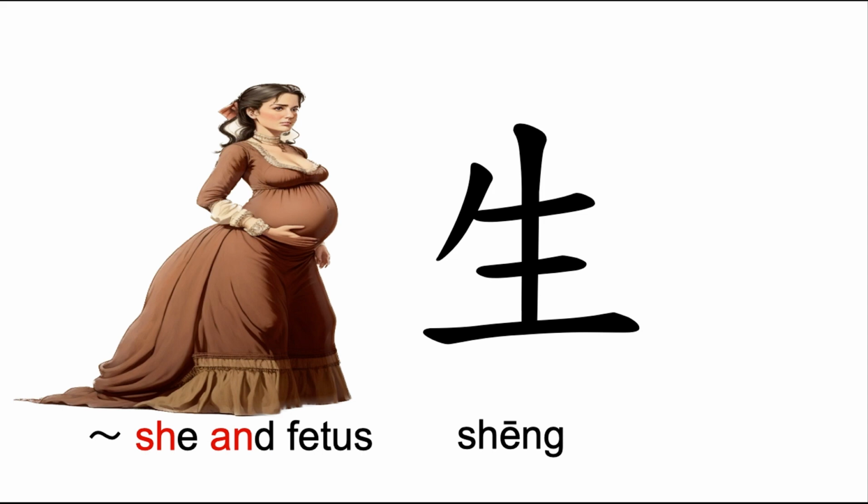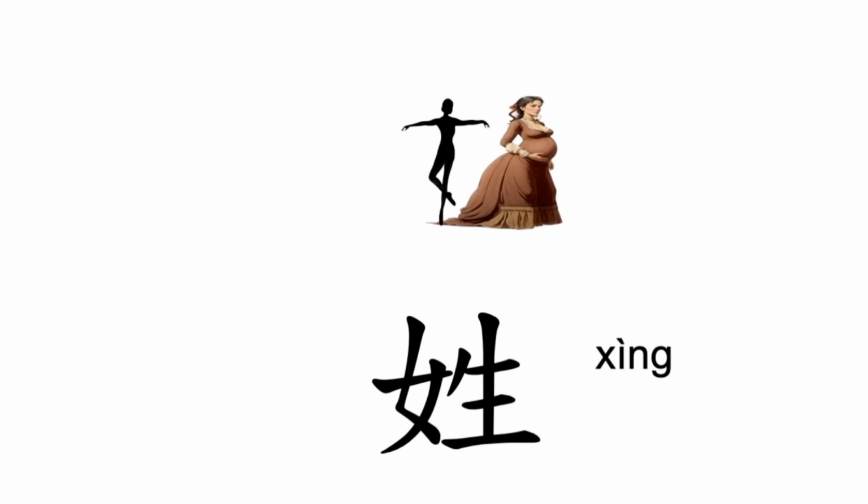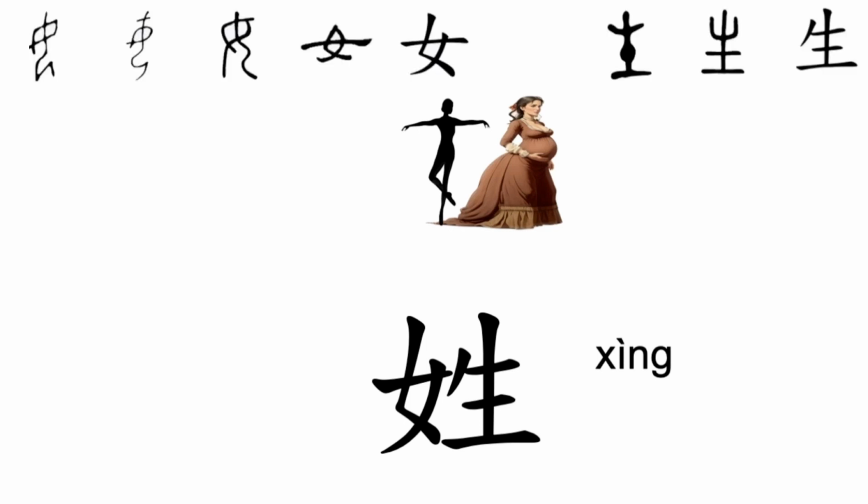Start with the first syllable of she and then transition smoothly into the first syllable of and. Once you've grasped the intermediary sound, shn, make any necessary adjustments to achieve the correct pronunciation. By combining yu and sheng, we encapsulate the concept of a family name. In a maternal society, it's the mother who imparts her family name to her child.